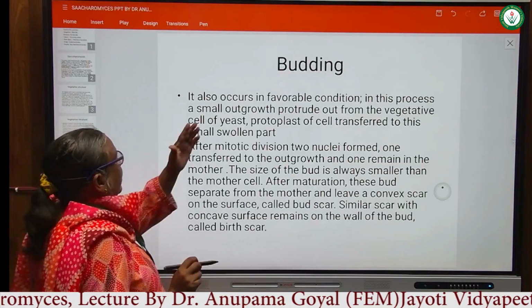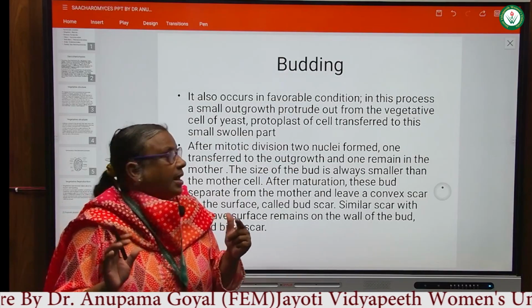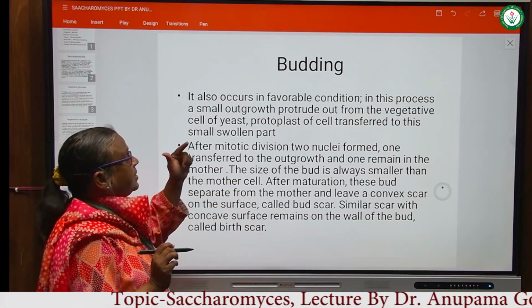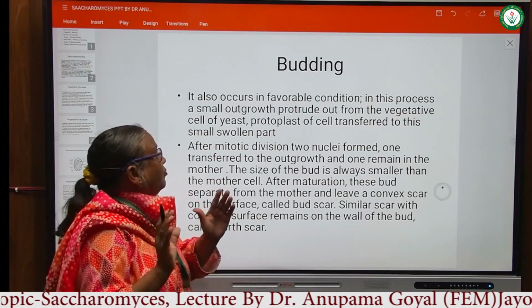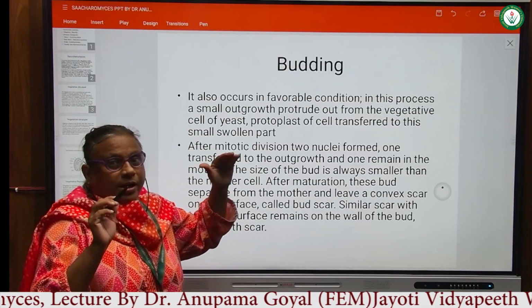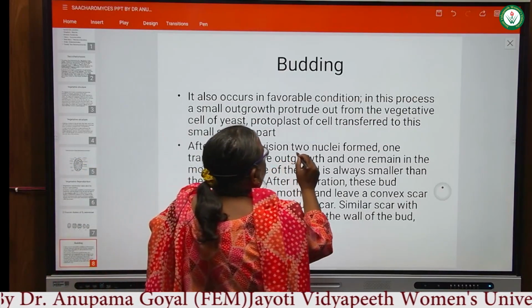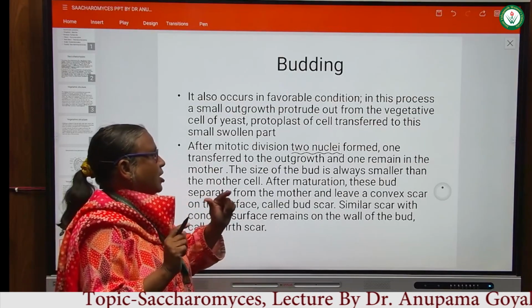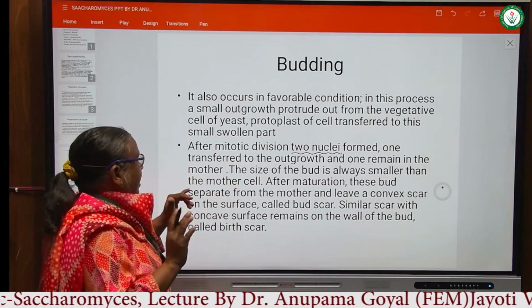Now budding, what is budding? It also takes place during favorable conditions, which means when the conditions are favorable, budding occurs in the fungus Saccharomyces. In this process, a small outgrowth protrudes out from the vegetative cell of the yeast, and the protoplast of the cell is transferred to this small swollen part. After mitotic division, two nuclei are formed. One nucleus is transferred to the outgrowth and the other nucleus remains in the mother cell.